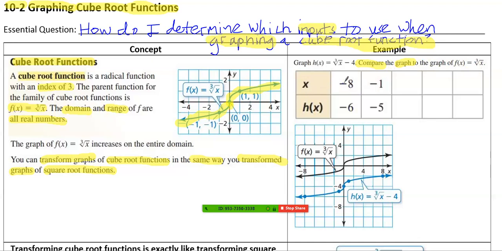Why? -8 is a perfect cube. Its cube root is -2. -2 minus 4 is -6. -1 is a perfect cube because the cube root of -1 is -1. -1 minus 4 is -5. What's the next perfect cube up from -1? It's 0. So what we have to keep in mind here is that these perfect cubes are going to be really helpful when finding inputs for our table when we have to graph.